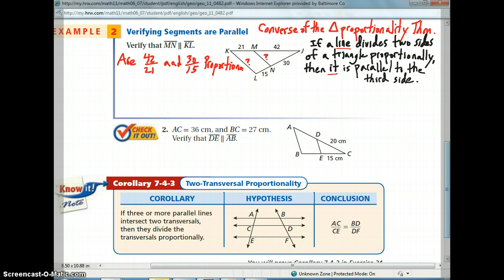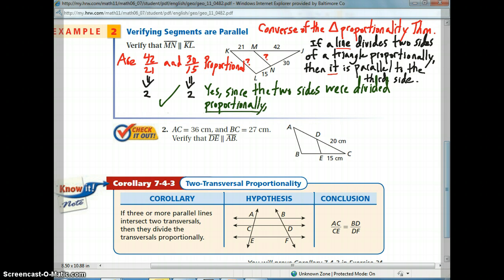So we set up our proportions. 42 to 21 is 30 to 15. Are they proportional? We'll simplify those. Those come out both to be 2. So yes, we have proportionality. Okay, so how does that verify that? So we're going to say, yes, MN is parallel to KL, since the two sides were divided proportionally.